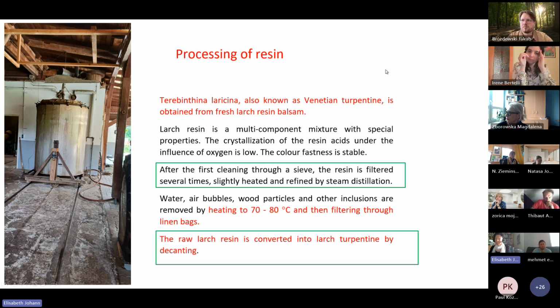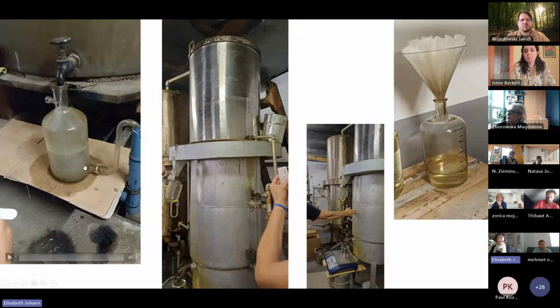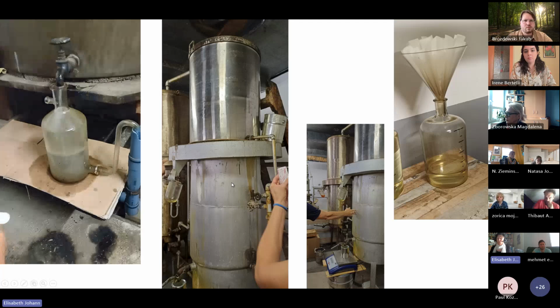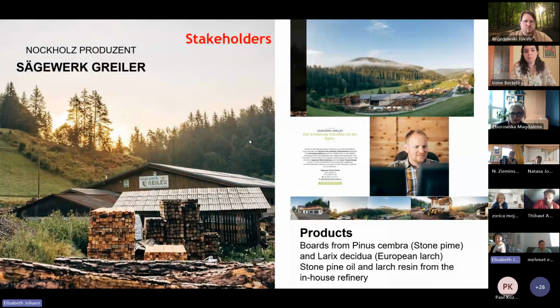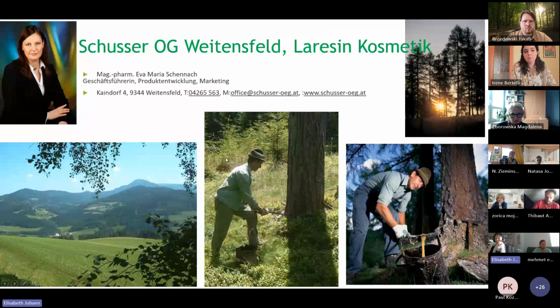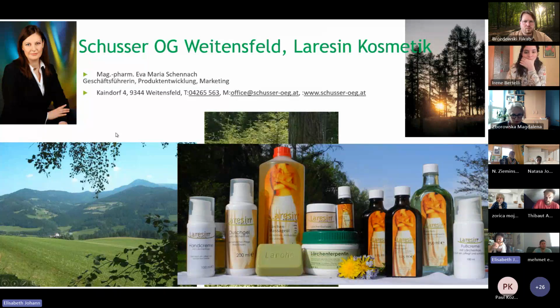The processing of the resin takes place in the area, and after the first cleaning through a sieve, the resin is filled several times, slightly heated and refined by steam distillation, and the raw larch resin is converted into larch turpentine by decanting. There are very simple setups, also done in the sawmill, where they have it as a side income, but there are also more sophisticated and well-equipped laboratories in the region.